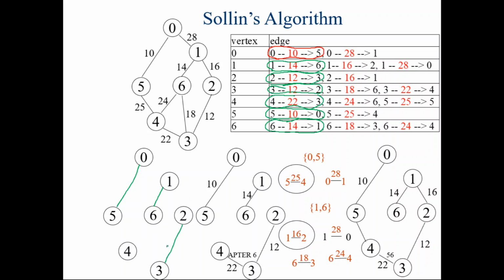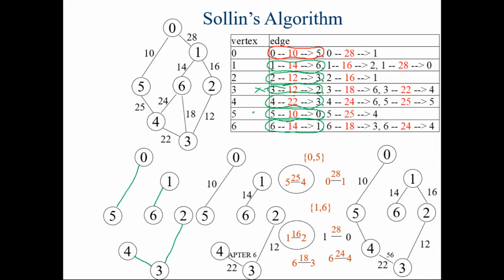Now for vertex 3, what is the edge we have identified? 3 to 2, which is the same as 2 to 3, because it is an undirected graph. So we have already added it, and we can ignore this. Then from vertex 4, the minimum cost edge is 4 to 3 with a cost of 22.